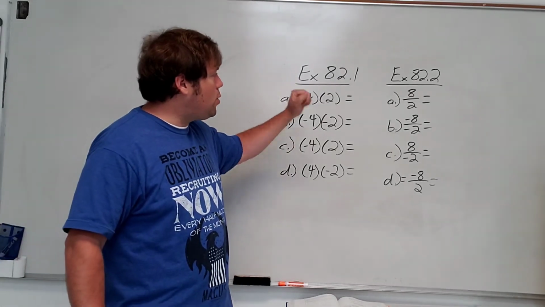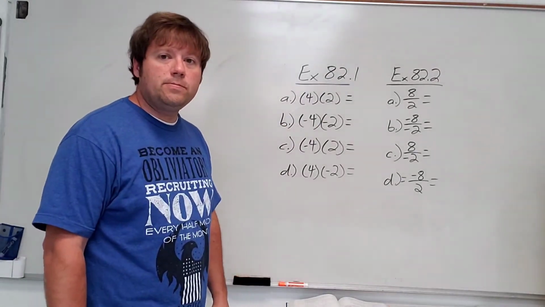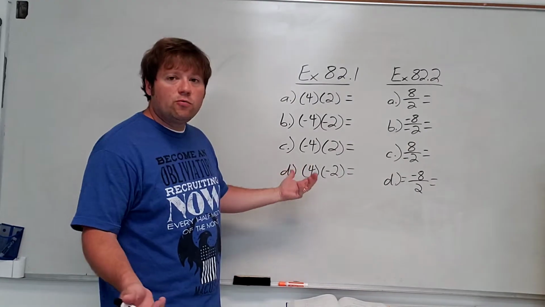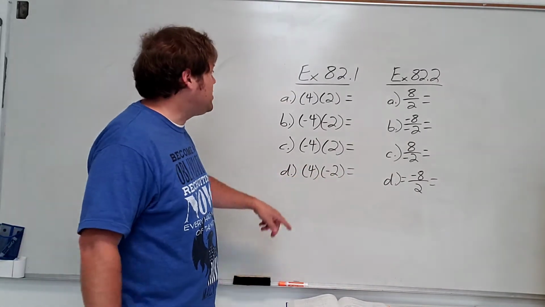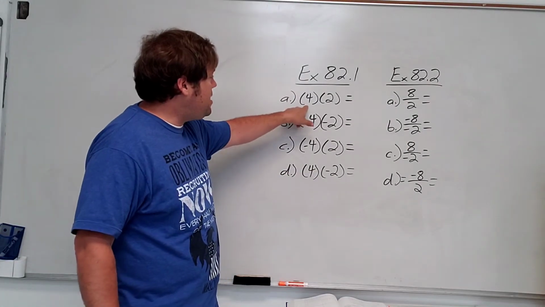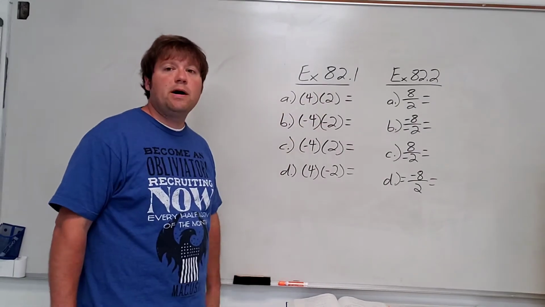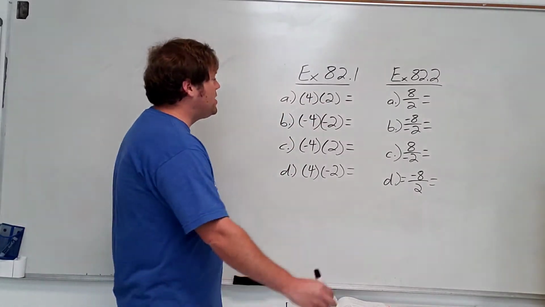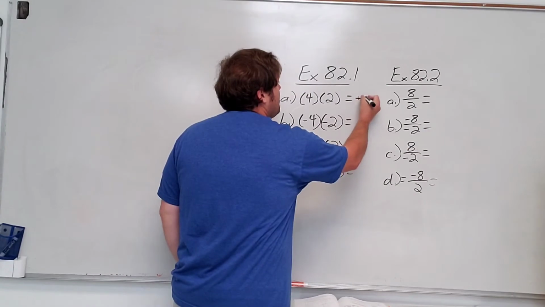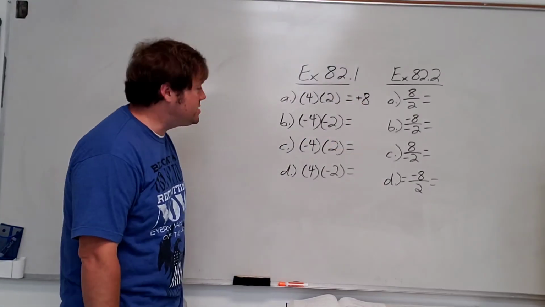So I've got example 1 here. These are multiplication problems. We'll use the rule. Other than that, you multiply normally. So for A, we've got positive 4 times positive 2. Same signs, always will give you a positive answer. Positive 8. 4 times 2 is 8.